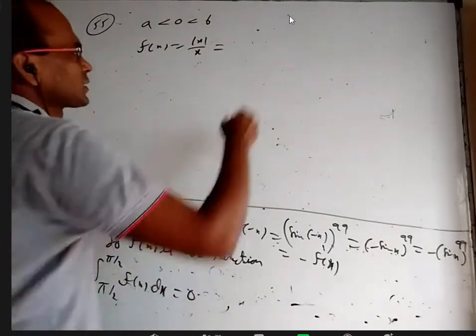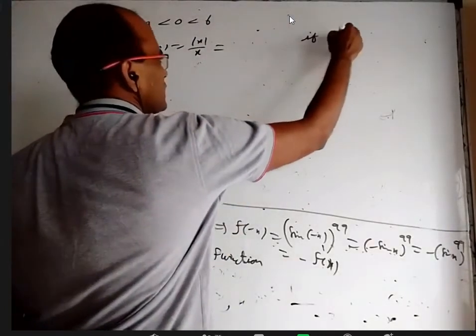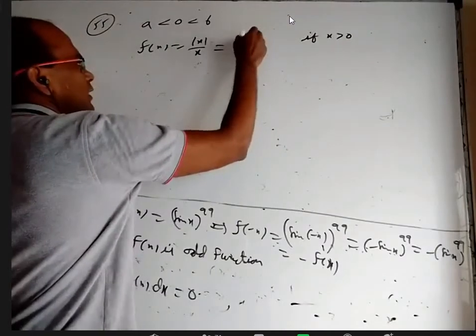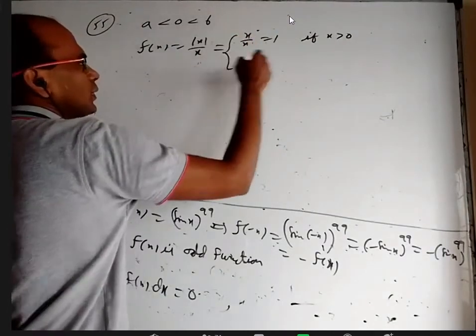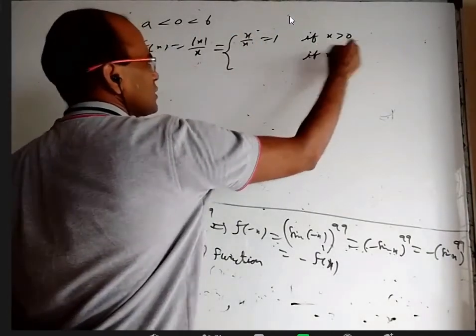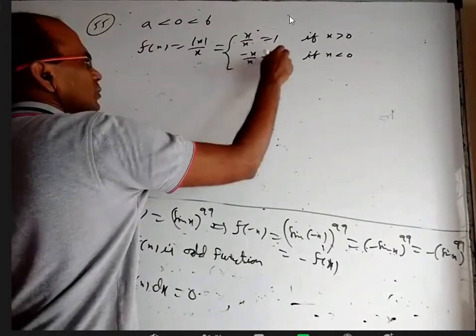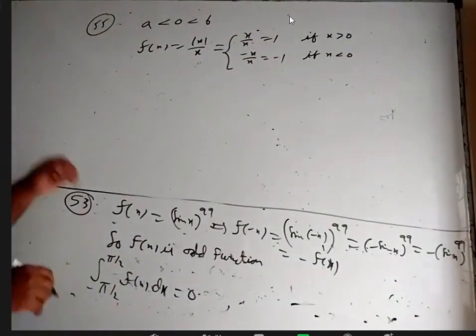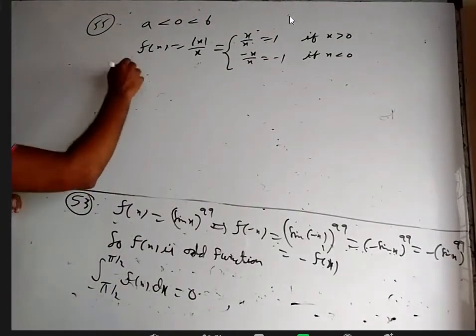Mod x by x, if x is greater than 0, it will be x by x, which will be 1. And if x is less than 0, it will be minus x by x, which will be minus 1. And they want the integral a to b of mod x by x.